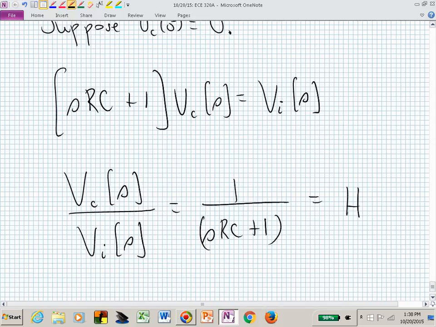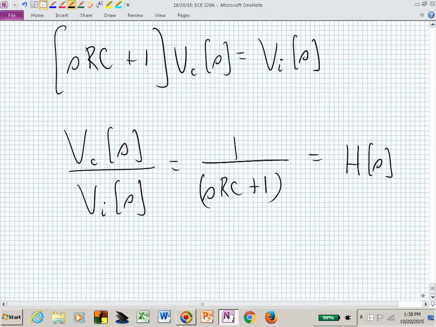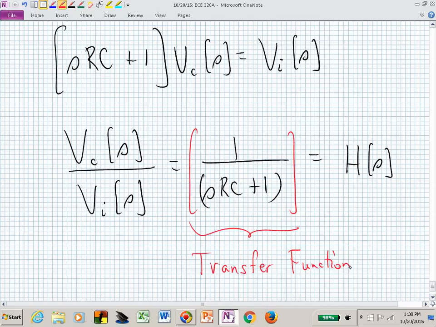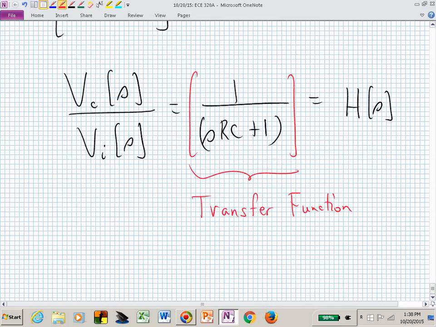And this we will call capital H of s, our transfer function. This piece in the red square bracket is the transfer function, and it's between the input signal and the output signal.